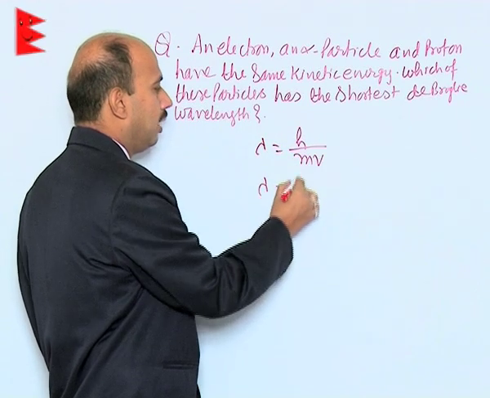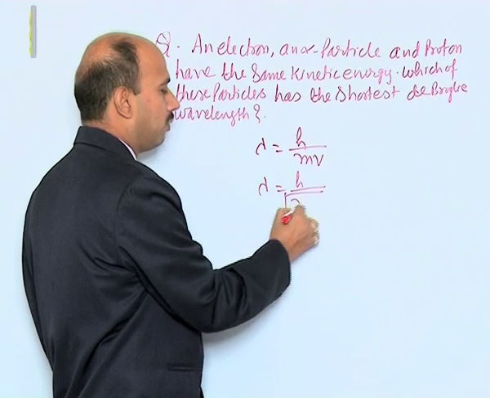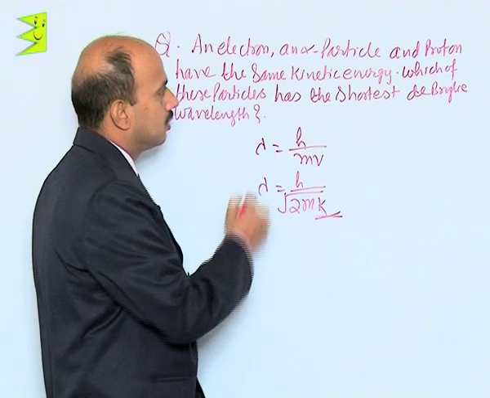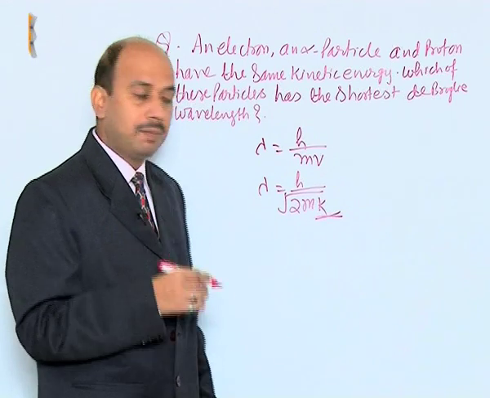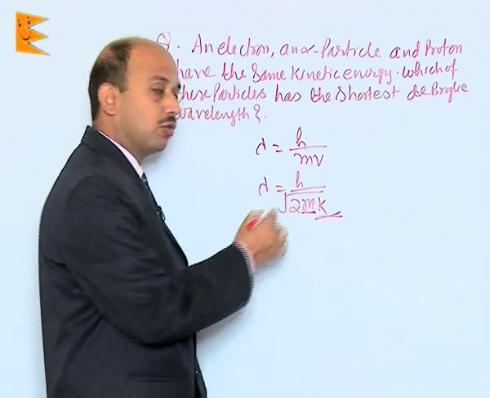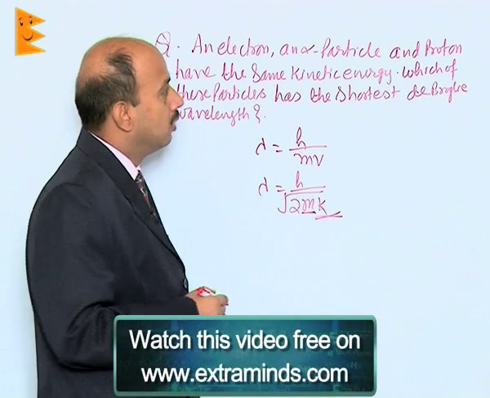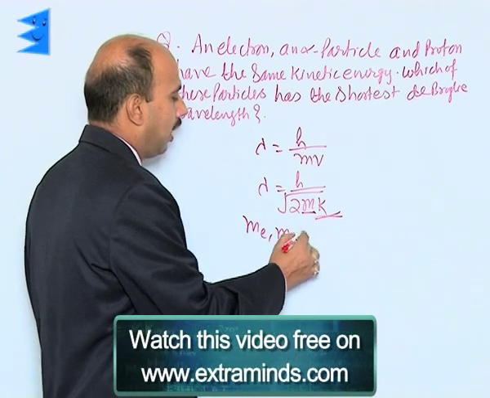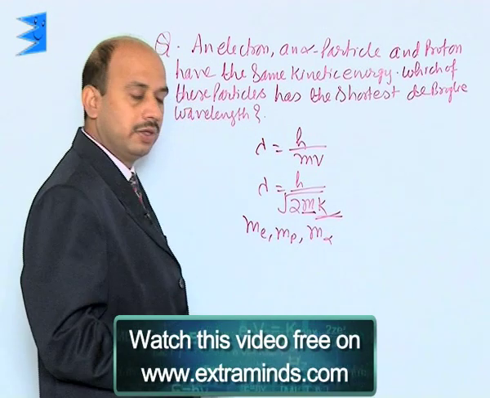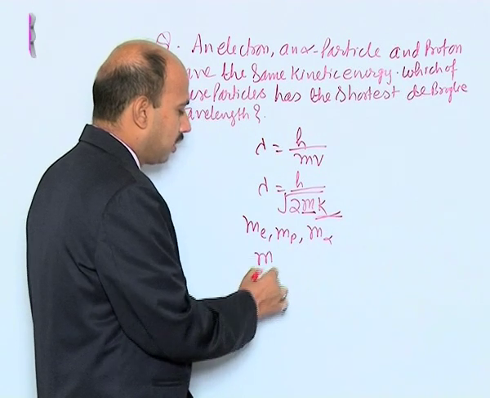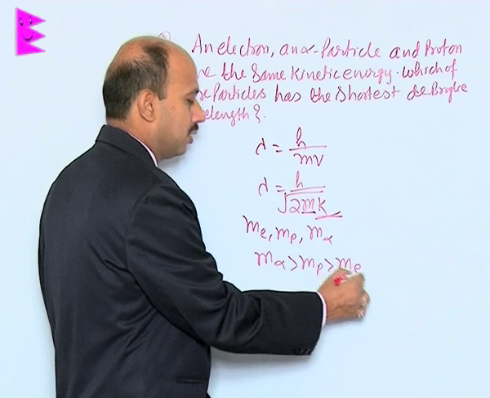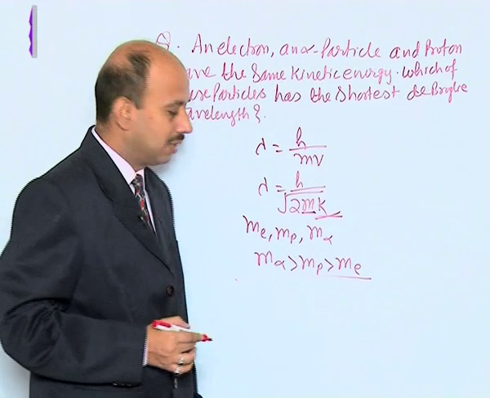We can write lambda is equal to h by under root of 2 m k, where k is the kinetic energy, which is the same for all these 3 particles, but m is the mass of the particle, which is different. So we have got the 3 particles, me, mp and m alpha. You know, from here m alpha is greater than mp, and mp is greater than me. This is about the masses.